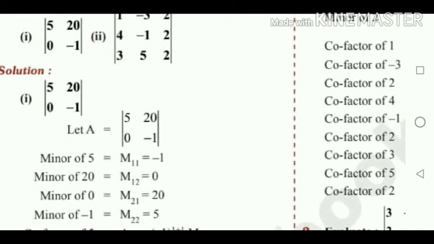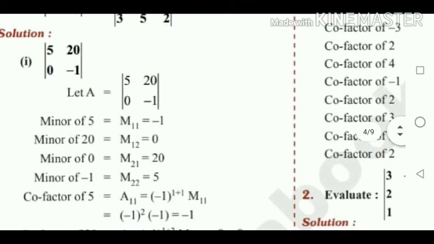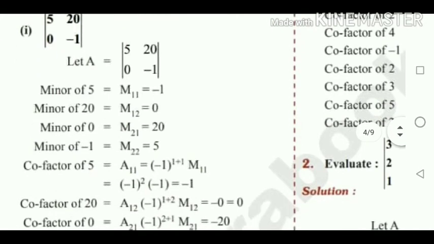So minor of 5 is first row first column, M11. Minor of 20 means M12, first row second column. Minor of 0 is second row first column, M21. And minor of minus 1 is M22, second row second column. Okay, so this is the way you are finding the minor. So the first minor M11 is minus 1. 1 plus 1 is 2, and 2 is an even number. Therefore minus 1, there is no change in the cofactor for this.